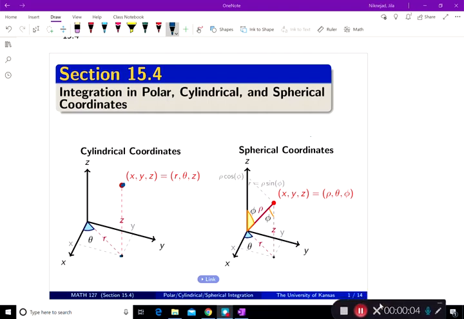We're starting section 15.4, integration in polar, cylindrical, and spherical coordinates. Let's review cylindrical coordinates and spherical coordinates.